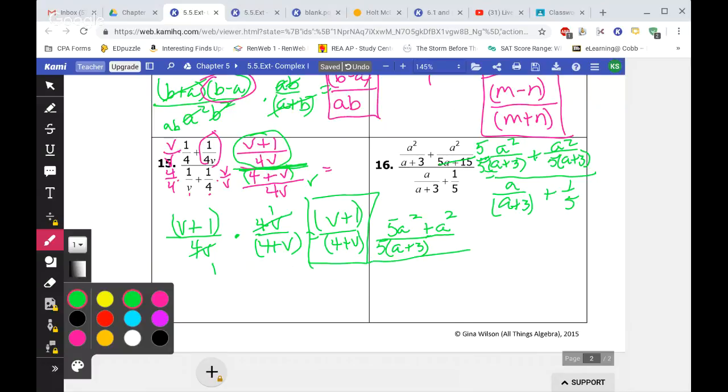And then that's all going to be over this one. In order for it to be common, you're going to have to multiply this by 5 over 5, and this side, a plus 3. I know it's getting bunched up here, guys. I'm really sorry. So if I multiply 5 times a, that's going to be 5a. And if I distribute this 1 to a plus 3, that's going to be a plus 3 all over 5 times a plus 3. Now, 5a squared plus a squared, I don't know if you guys noticed that, but we can combine some like terms there.